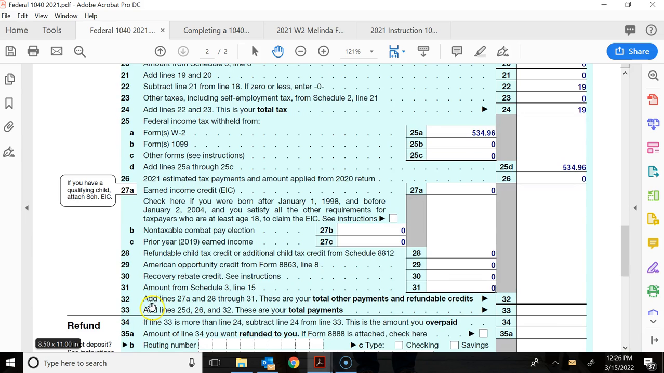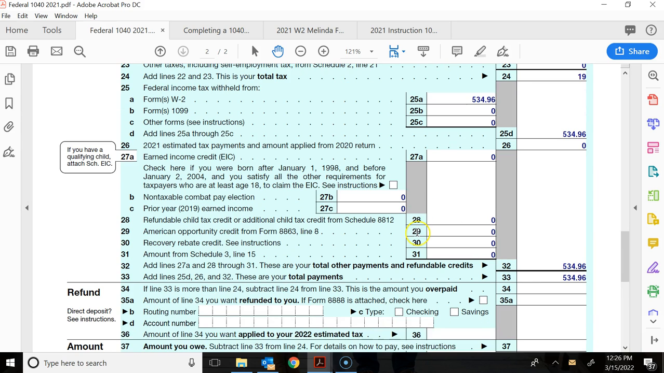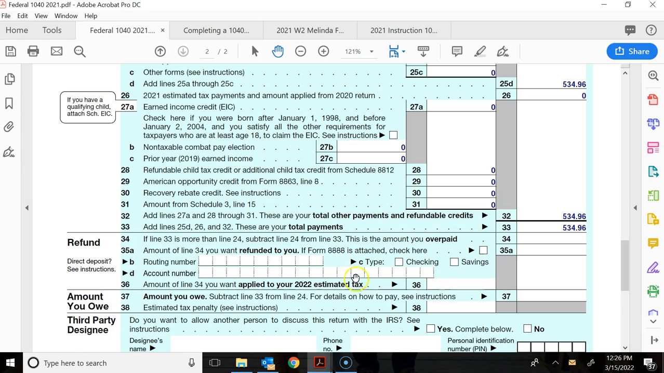It's now asking us to add lines 27A and 28 through 31. Those are our total payments and the refundable credits. So that leaves us with the $534.96. 33, it says add lines 25B, 26, and 32. These are your total payments. So we still have the $534.96. All right, so now we're figuring out if we're getting a refund or we owe.